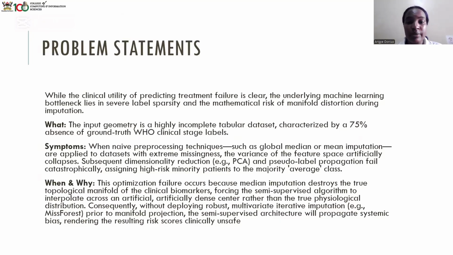To solve this problem, we applied MissForest, a multivariate iterative imputation method, before dimensionality reduction. This approach preserves the natural relationships within the data and minimizes the propagation of systematic bias throughout the predictive pipeline.